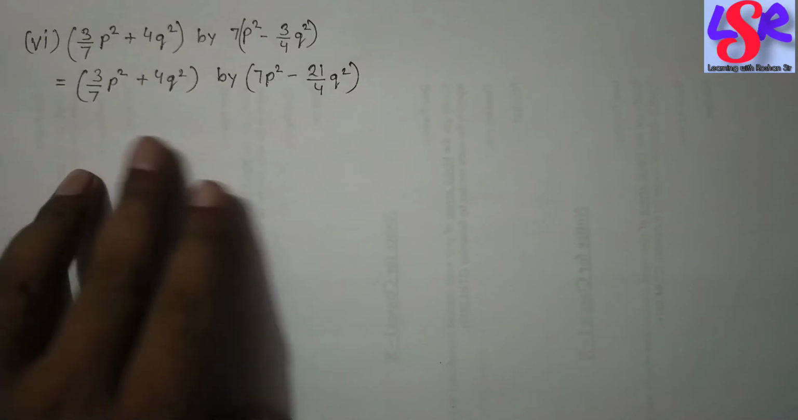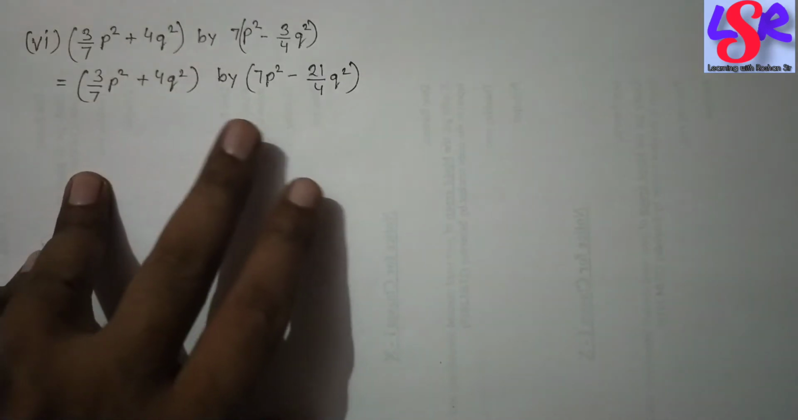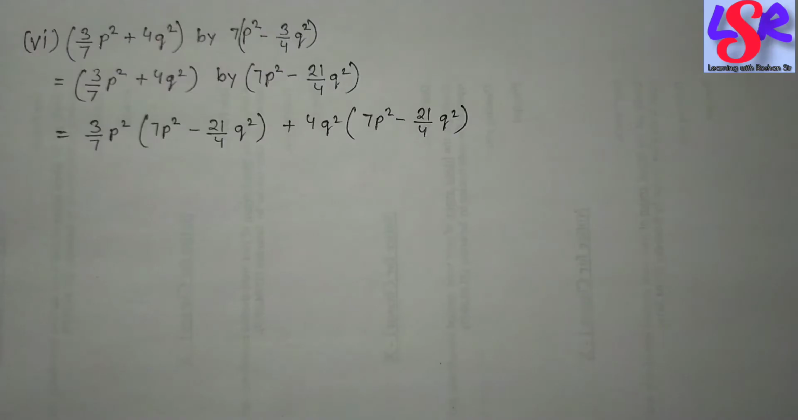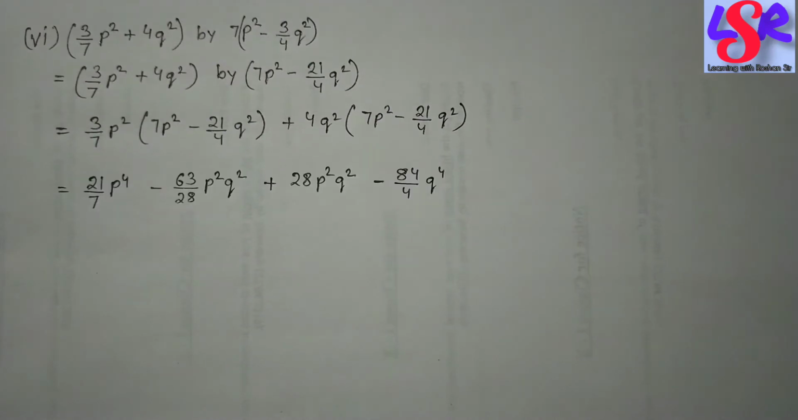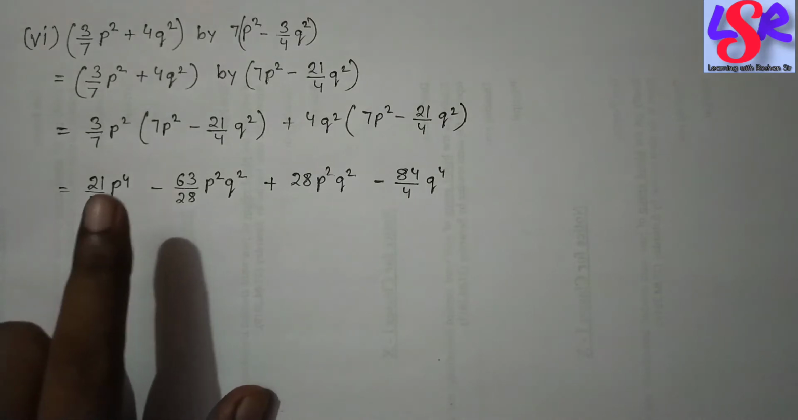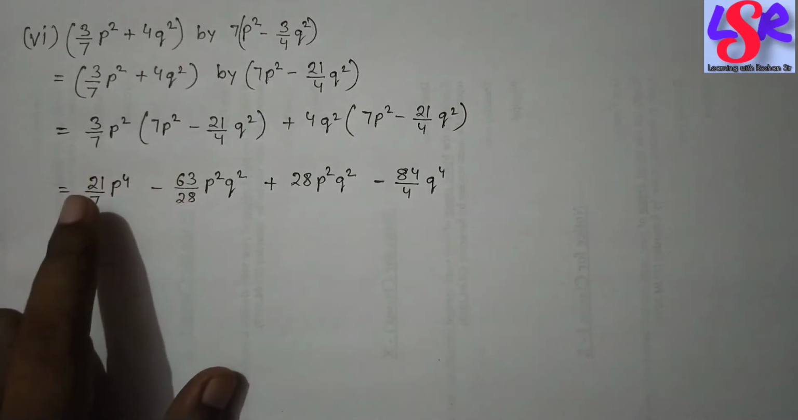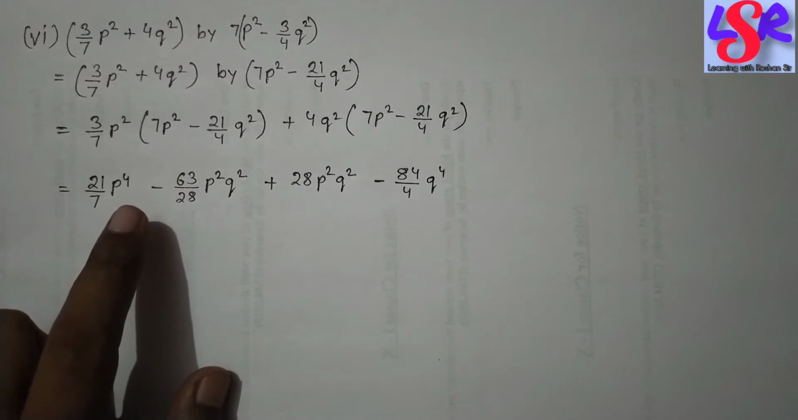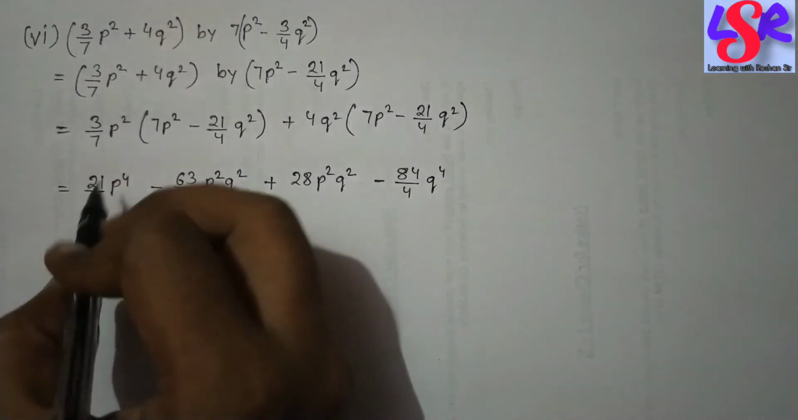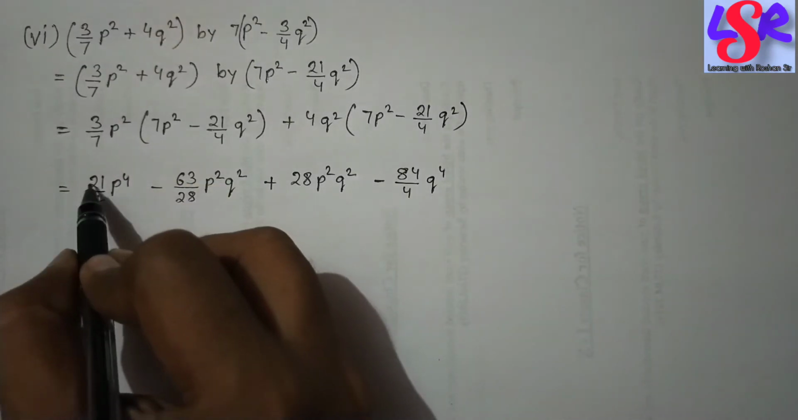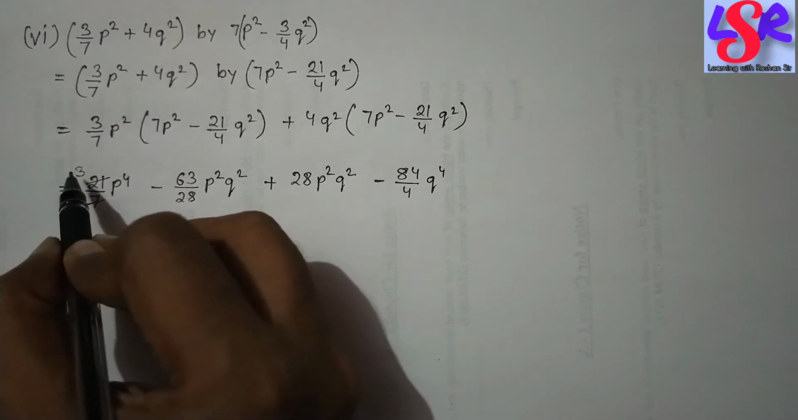Now we are going to multiply this term by this whole and then 4q by this whole, and here we get this. Now we are going to open the bracket. Now here we have opened all of the brackets. 3 upon 7 into p square, we have got 21 upon 7 p to the power 4. Now here we see that this can be cancelled out, and we can cancel this one to get 3 over here.